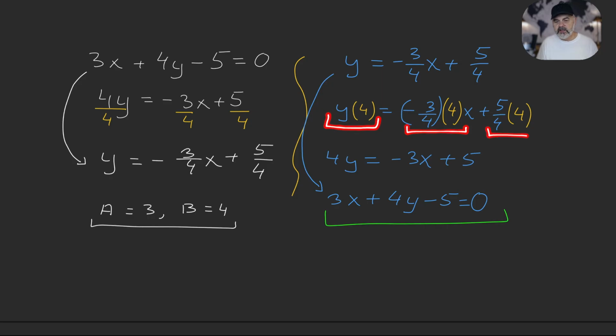When you multiply an equation, you multiply every term of that equation by the same non-zero value. That's why you get 4y because of this product. Negative 3/4 times 4, the 4s cancel because you're in the process of division, so you get minus 3x, and 5 over 4 times 4.